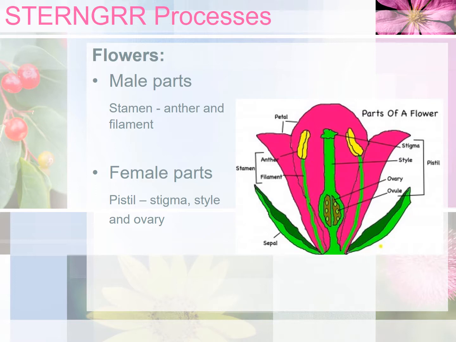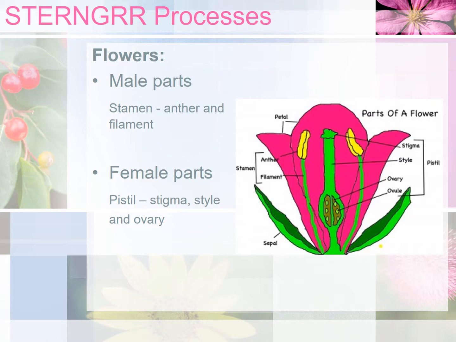All right, now you're going to need to label the parts of a flower. Our male parts, if we're going to look here, we have the stamen, which is the sum of the anther and the filament. So we have the filament, which is this little stem here, and the anther is the top. The anther has the pollen on it.